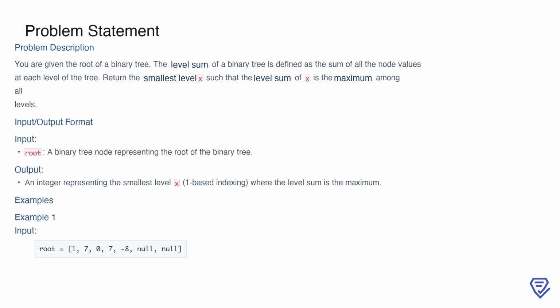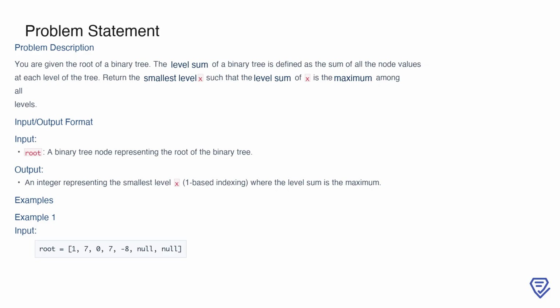the level of the tree that has the maximum sum of node values. The level sum is calculated by adding up all the values of the nodes at each level of the tree. If there are multiple levels with the same maximum sum, you need to return the smallest level number, using 1-based indexing. For the input, we are given a binary tree represented as a root node, and the output is an integer representing the level with the maximum sum.